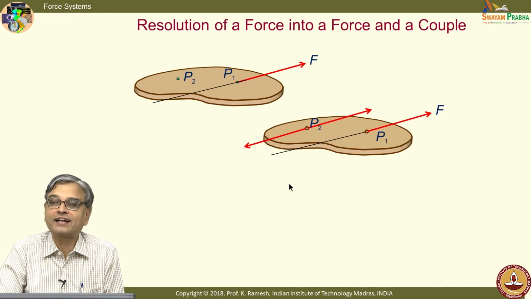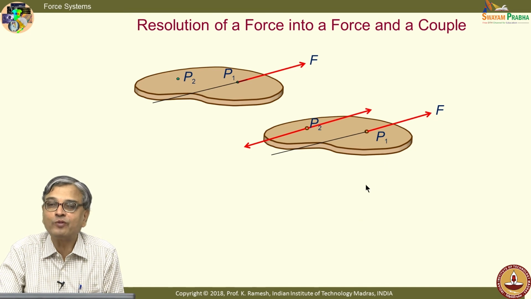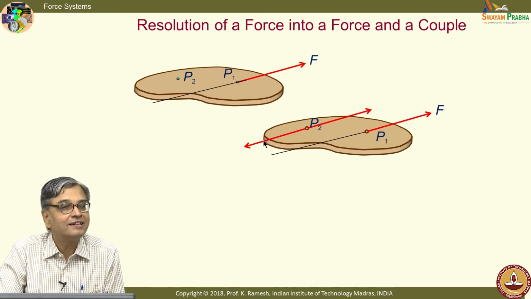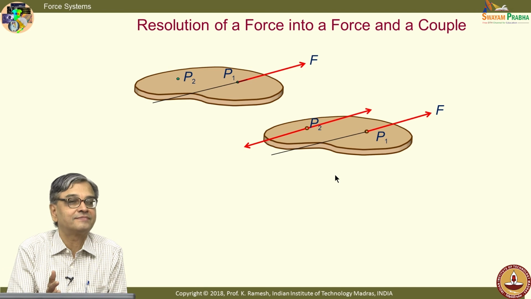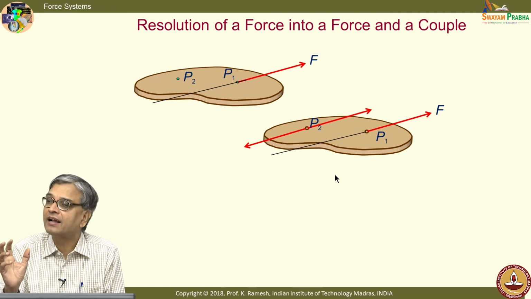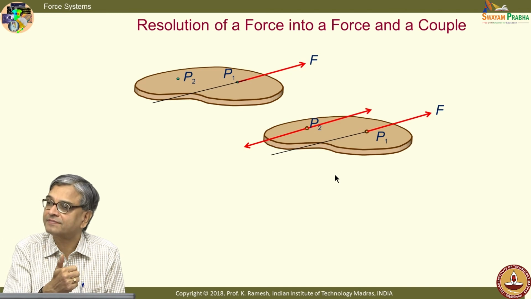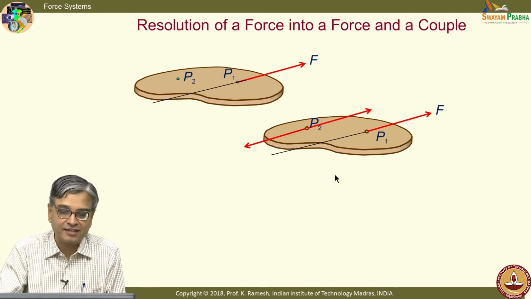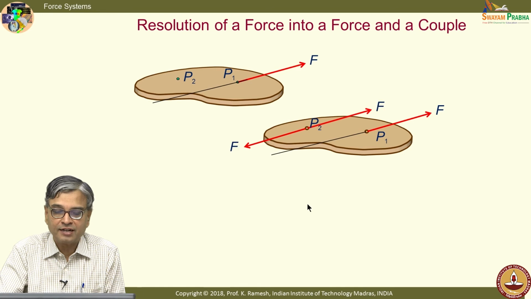We have learnt what is a couple. Now, I can quickly see I have forces that are equal and opposite, and they are parallel. So, these two forces form a couple. So, I can replace this by a couple vector. Is the idea clear?